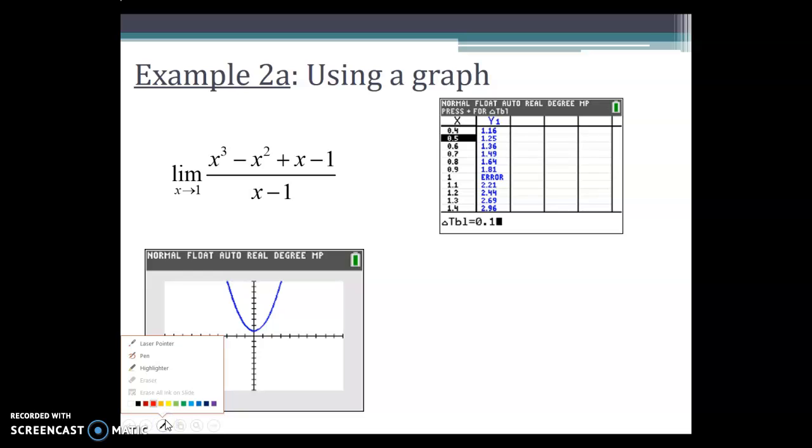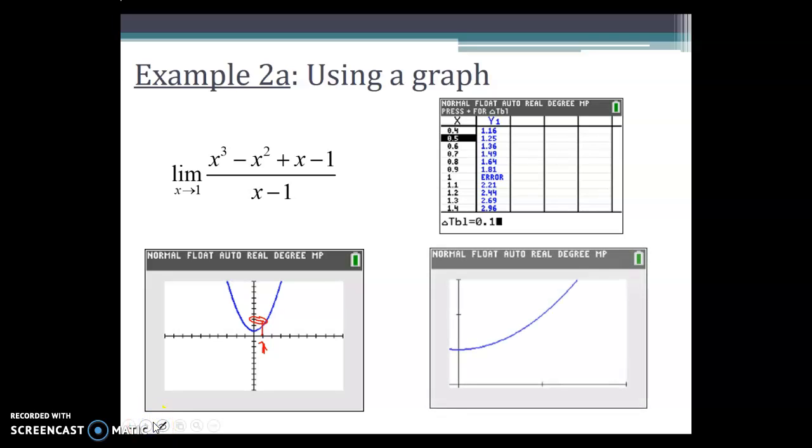And once again, as x is approaching 1, so here's x equals 1, it certainly appears as if the y, the output, is approaching 2. It's tough to tell when you're that far out, so perhaps you'll want to zoom in to get a better look at what's going on. So manually adjust your window, and what you can see is as x approaches 1, so here's your x equals 1 value.